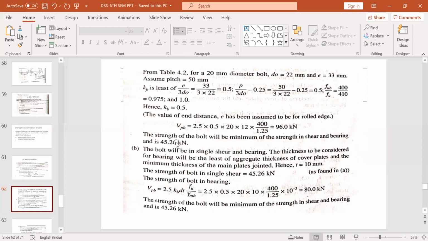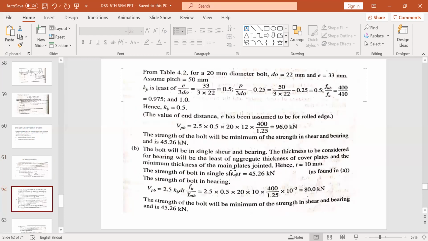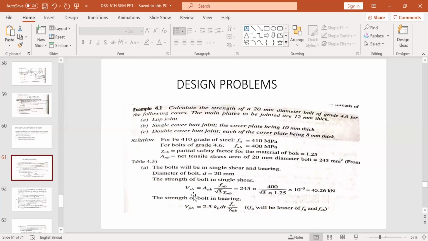Now the second case is for a butt joint. Butt joint, but with a single cover plate, that is only on top, only one cover. That means two plates are connected. What is the thickness of the plates you are connecting? 12 mm thick. Two 12 mm thick plates are joined end to end with a top cover plate, the cover plate being 10 mm thick. So this is the second case. Now similarly, bolts. Since there is only one cover plate, you will have only single shear. So for single shear, we have already found out using this formula. It will be the same, 45.26 kilonewton, right?